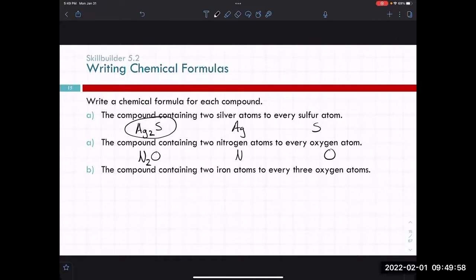With a compound containing 2 iron atoms to every 3 oxygen atoms, iron is Fe. We've done oxygen, that's O. So which one comes first? I heard an Fe out there. All right, so we'll get iron. We'll have 2 iron atoms to every 3 oxygen atoms. So the number of each atom in the compound is the subscript to the bottom right. If there's no subscript, it's 1.